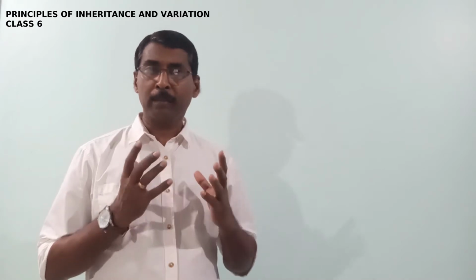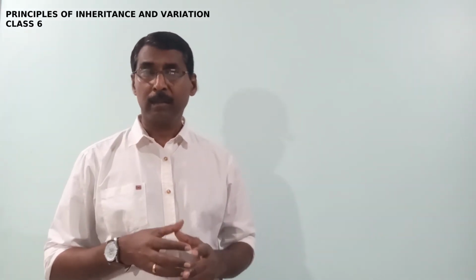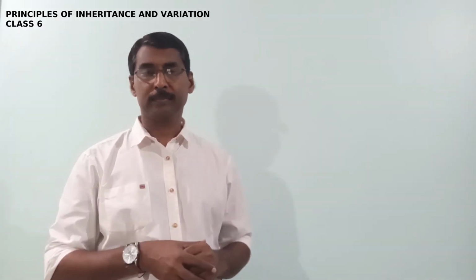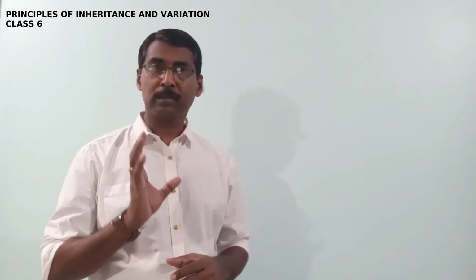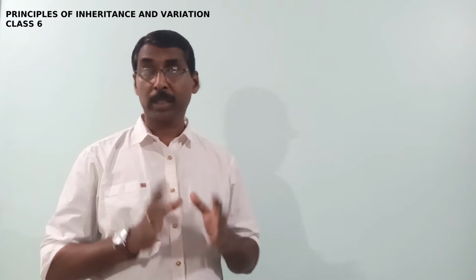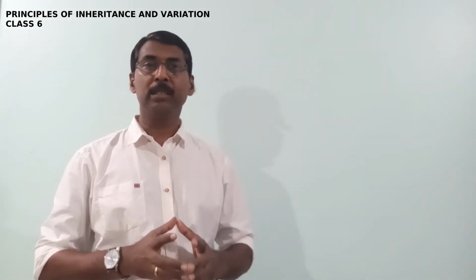So we remember that monohybrid cross was a hybridization experiment in which only a single character was considered. We have seen the example of a hybridization between tall and dwarf. So the character was height. Only a single character was considered in those experiments.